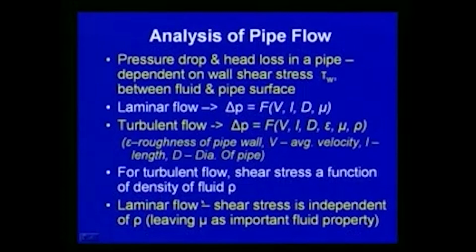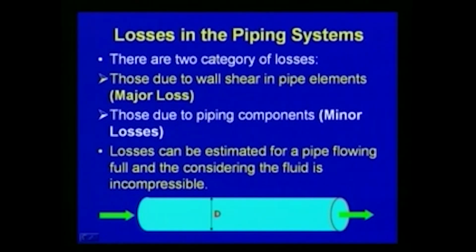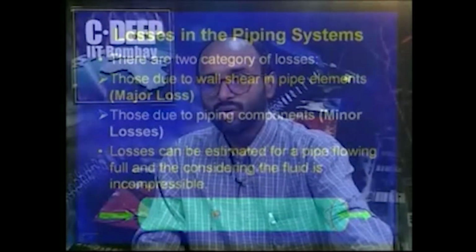So, as far as pipe flow is concerned, when we analyze, we have to see whether the flow is laminar or turbulent. As we discussed with respect to the Reynolds number, we differentiate whether the flow is fully developed laminar flow or fully developed turbulent flow. Now, as far as the losses are concerned, one of the important aspects of pipe flow is the losses in the pipes.